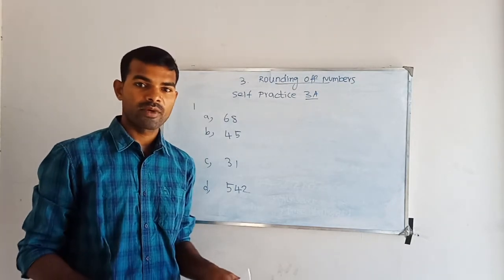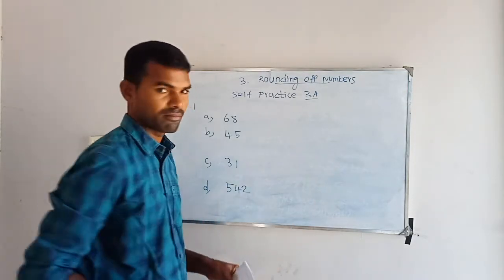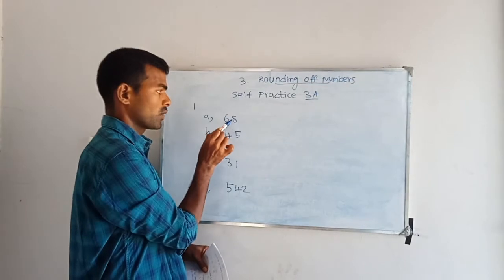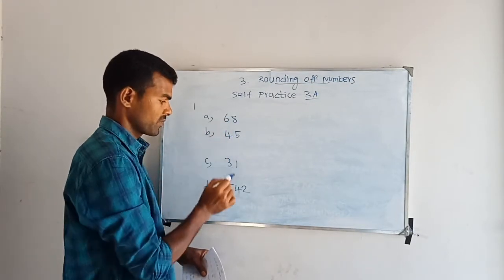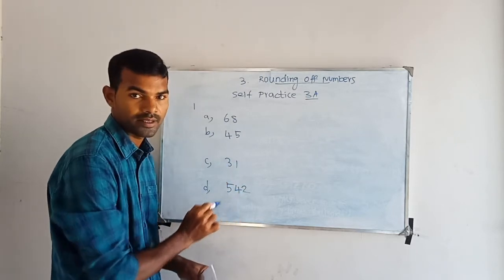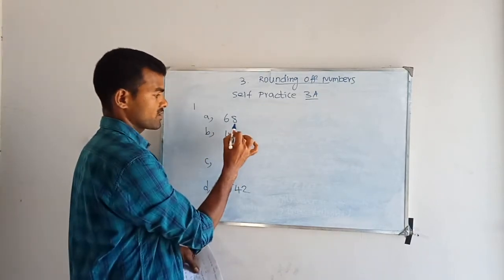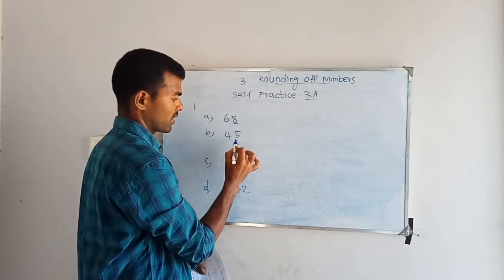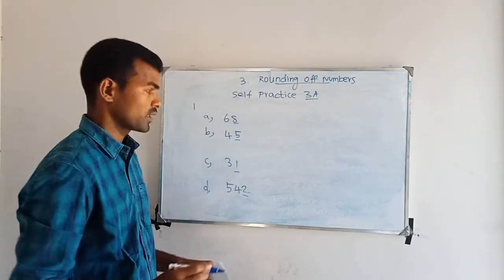We know the place value chart. Whatever the given number, we will tell ones place, tens place, hundreds place. So now let us see everything in the ones place. The last digit. See the ones place.